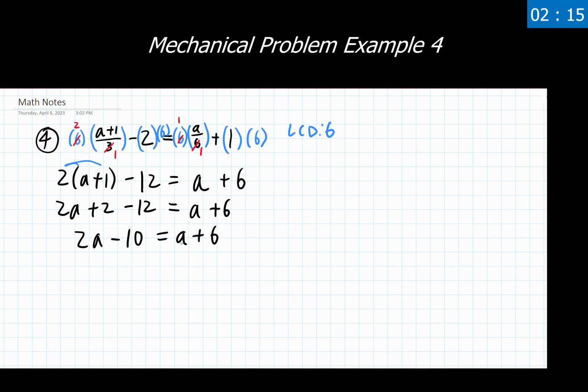And now from here, I have a's on both sides of my equation. I don't want that. I want them all on one side. So I'm going to get rid of the one with the lower coefficient. So I'm subtracting a from both sides. I get a minus 10 is equal to 6. And I'm almost done. I want a all by itself here, so I'm going to add 10 to both sides of this equation. And I'm getting a is equal to 16 as my final answer.